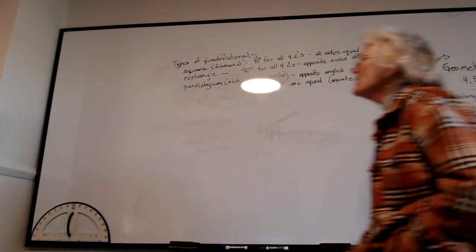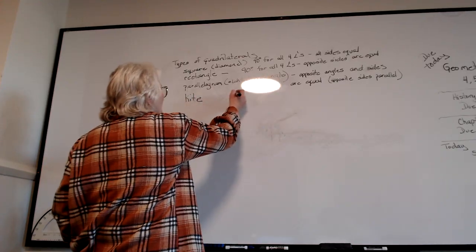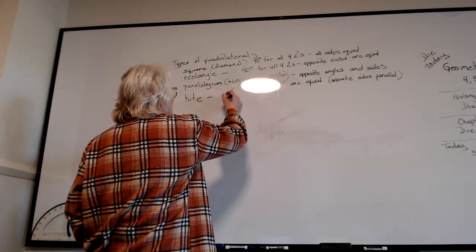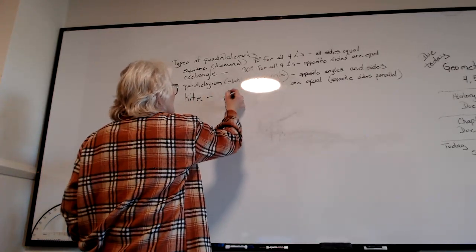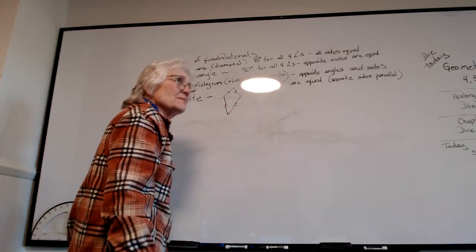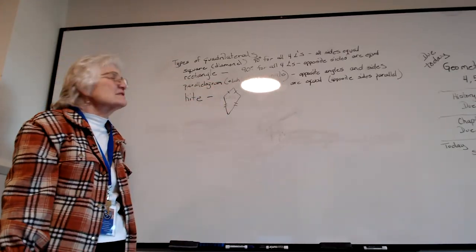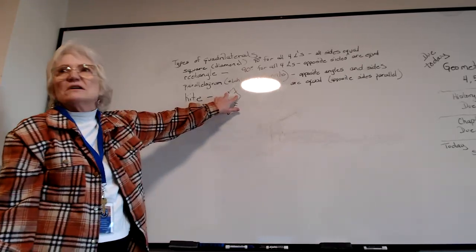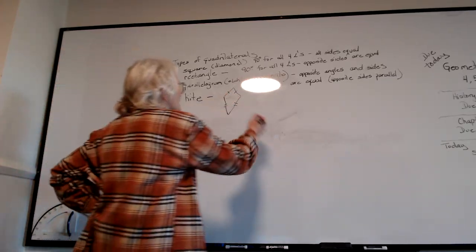We do have one definition that's called a kite. A kite is basically where it looks like this. I'm not sure how to say that, but the two top sides are the same and the two bottom sides are the same, like that. Opposite angles are not necessarily equal. These angles are definitely equal.